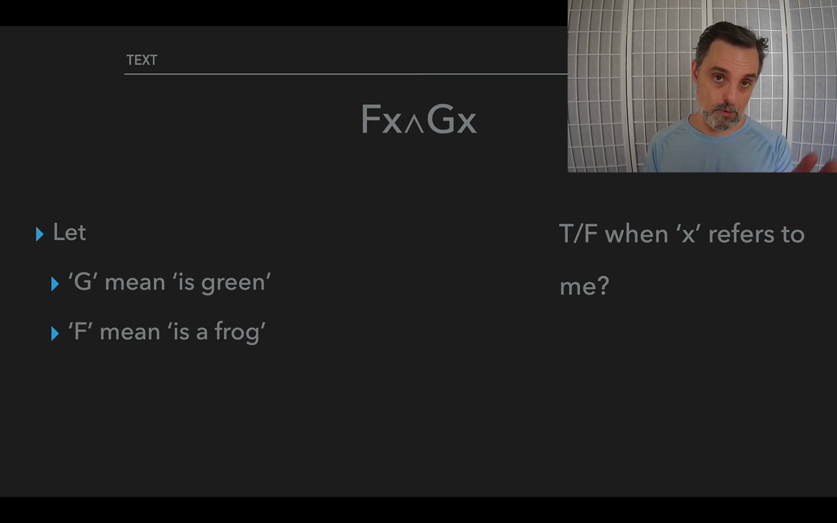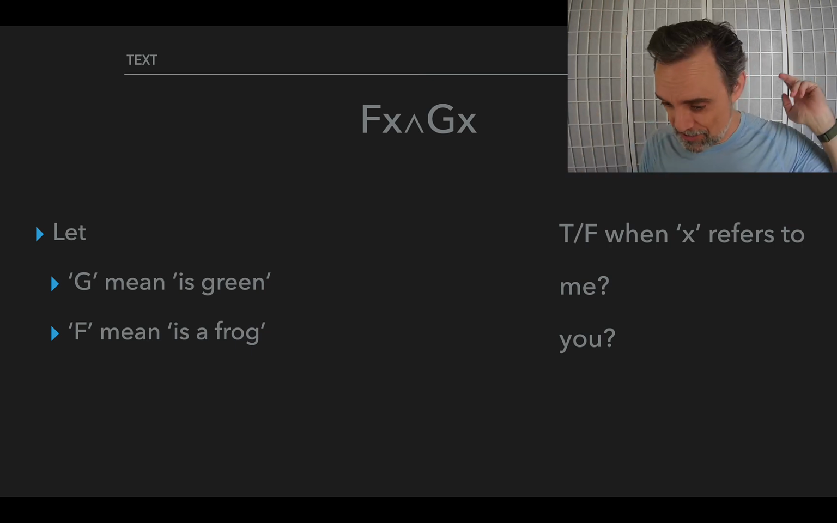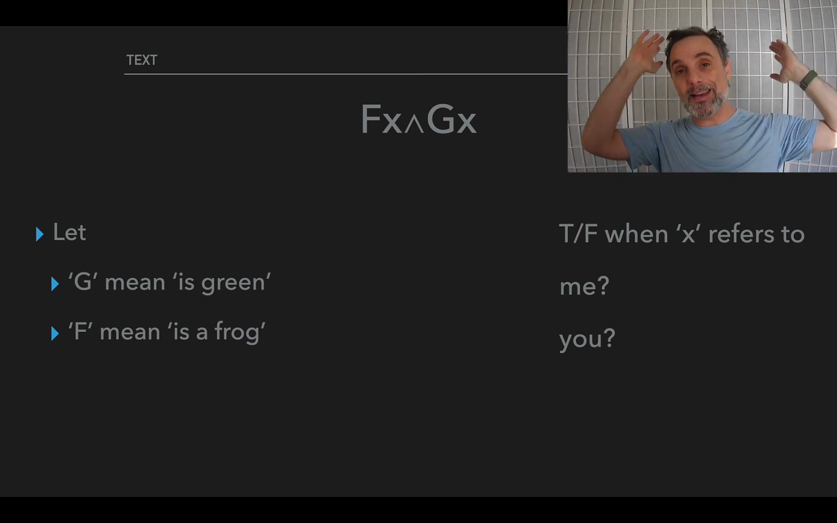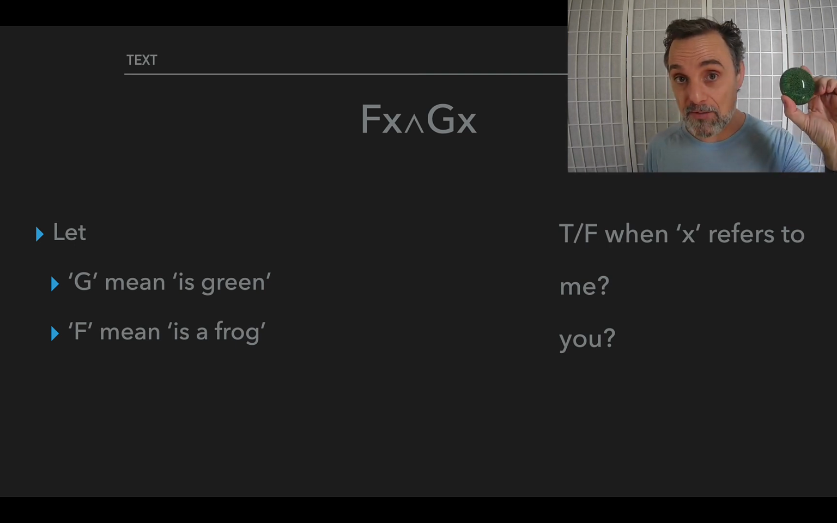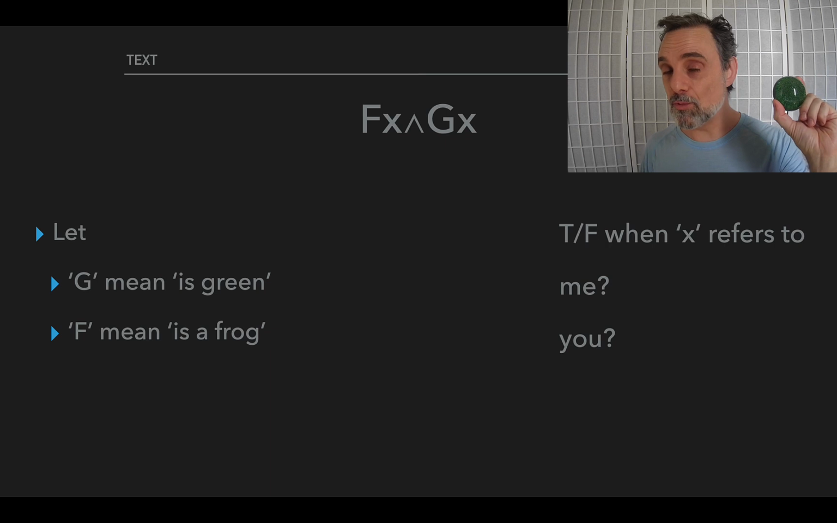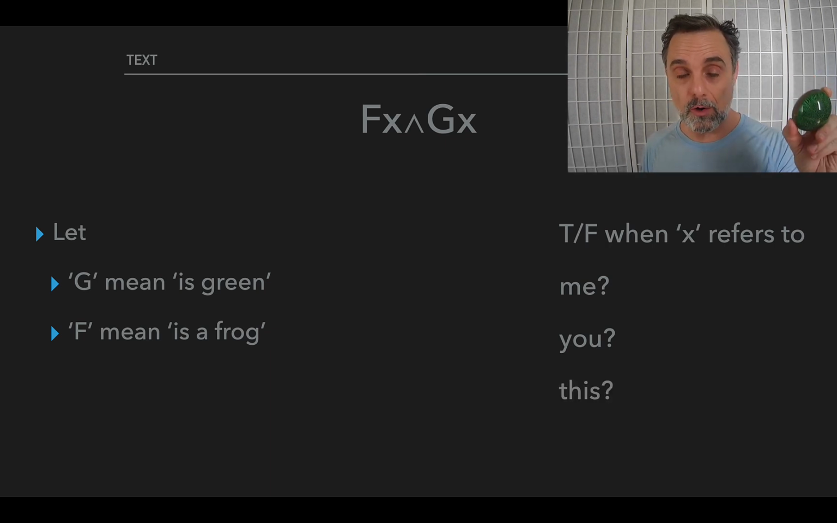You, well, I don't know whether or not you're green, but when we use x to talk about you, fx comes out false because you're not a frog, unless some strange biological shift in evolution has happened and now they're intelligent frogs. But no, you're not a frog, so fx is false of you, and so the conjunction is false. When we use x to refer to this, fx and gx comes out false because while it's green, it's not a frog, and so fx is false, and so the left conjunct is false, and so the whole thing is false.